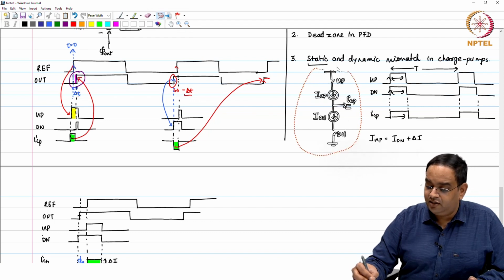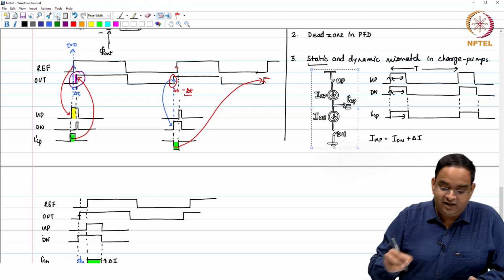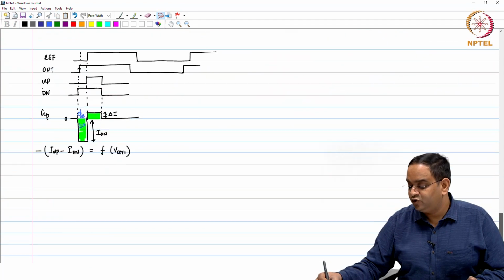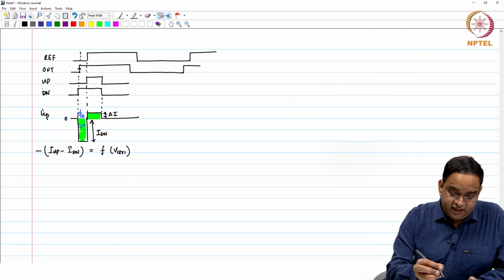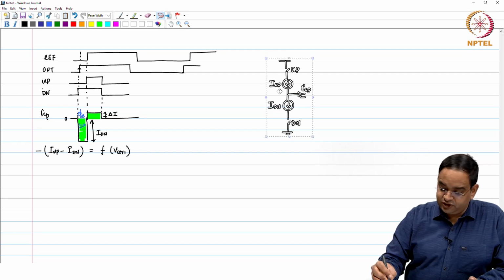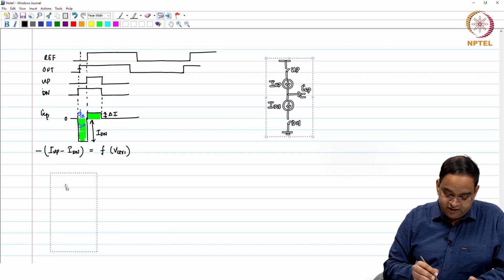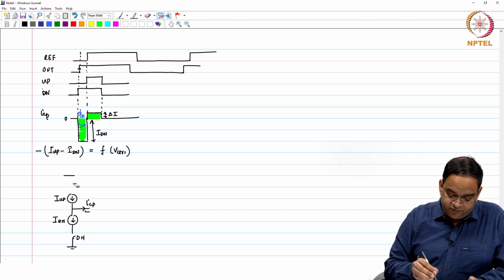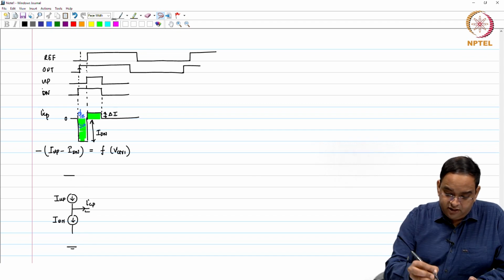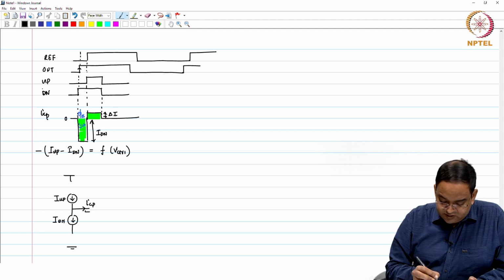So, here what we have assumed is these are ideal switches. As soon as we say that the switch is closed, the switch gets closed and current flows, but in practice it is a little different. And how is it different? Well, this switch is normally implemented using a PMOS and this switch is implemented using an NMOS. So, this is up bar and this is down.